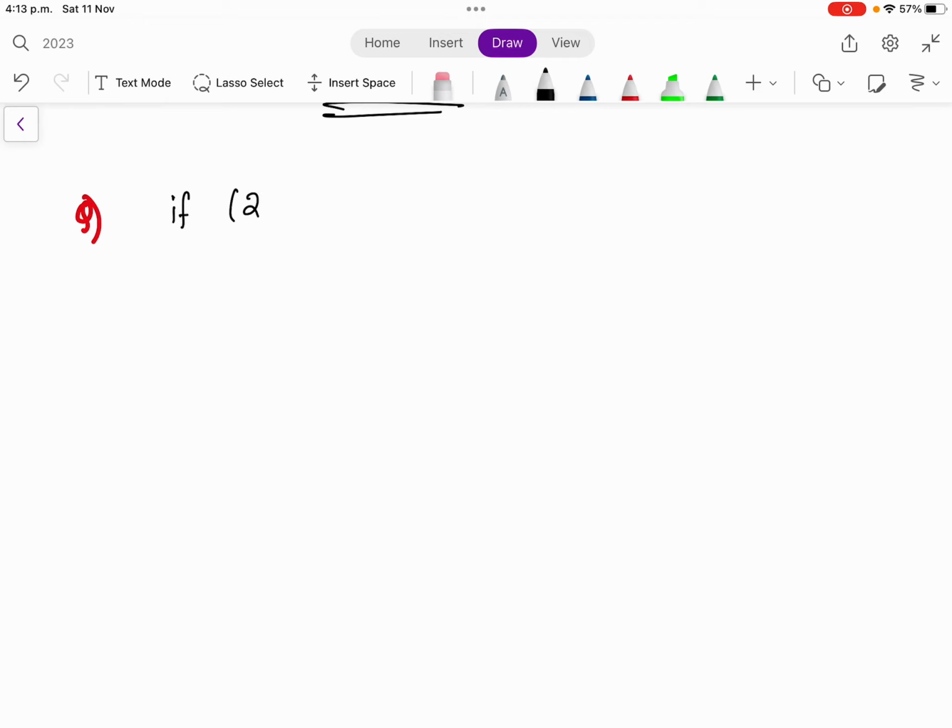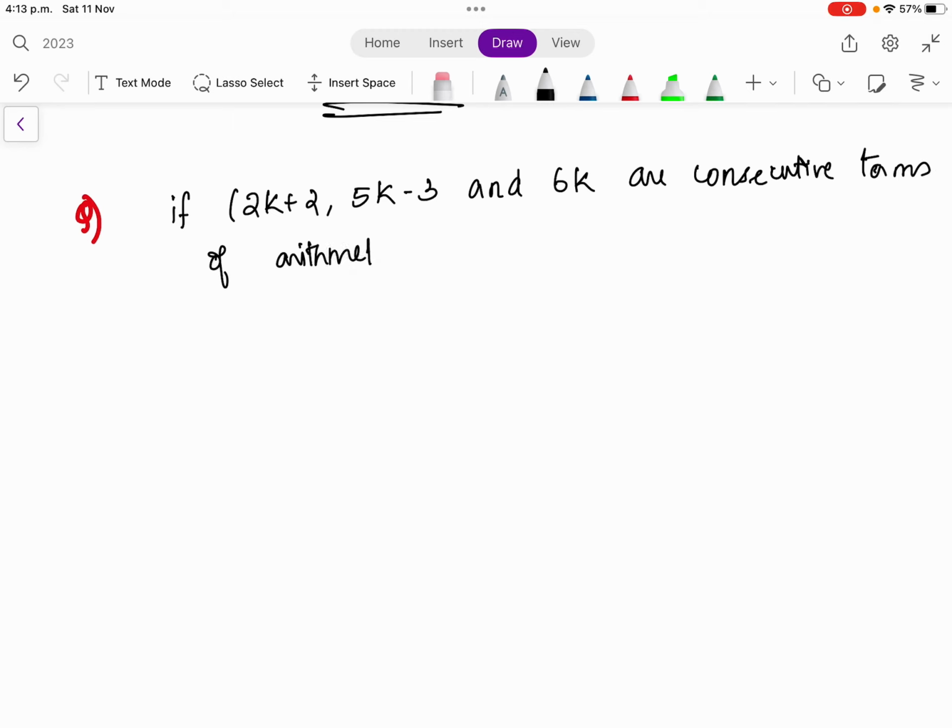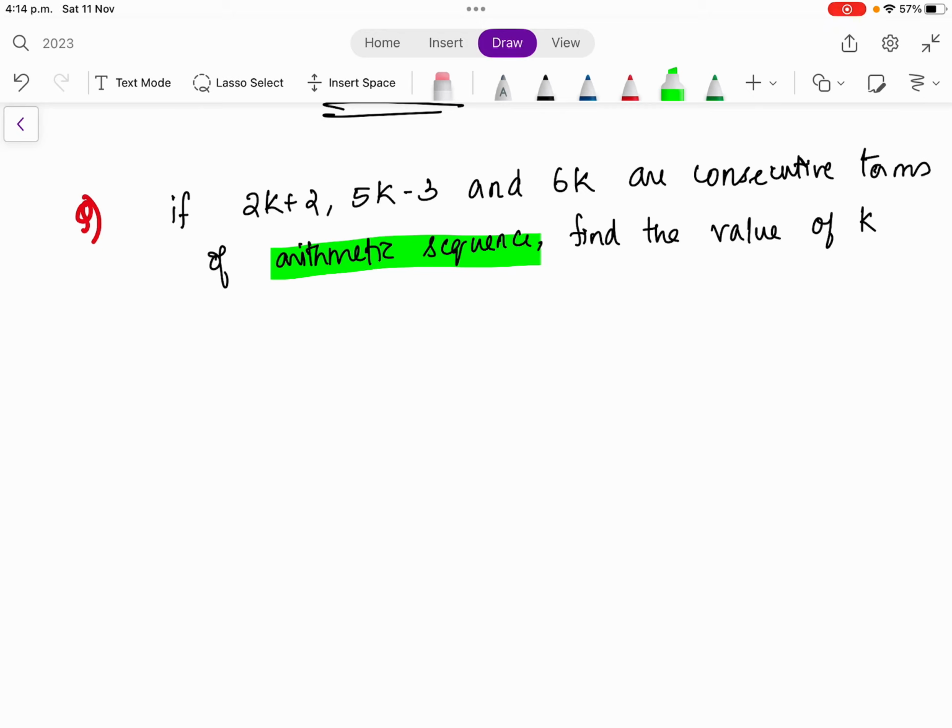If 2k plus 2, 5k minus 3 and 6k are consecutive terms of an arithmetic sequence, find the value of k. As soon as you see a question, you need to find the keywords and try to find out what we need to do here. The first keyword here is arithmetic sequence.